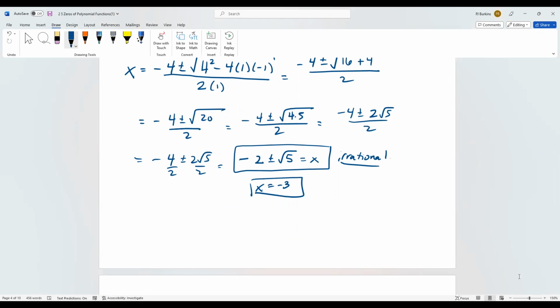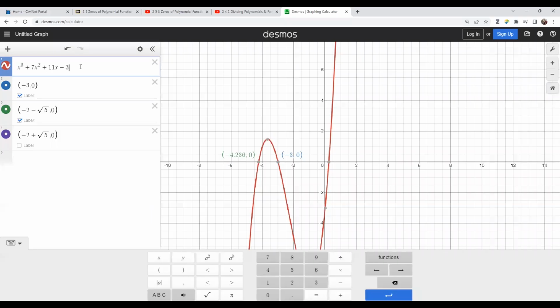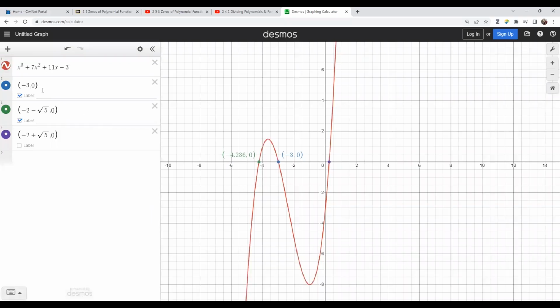Then let's go ahead and hop over to Desmos. I've already plotted the function here. It's in red. I've also plotted all of the zeros: -3, 0, -2 minus root 5, 0, and the final one here, -2 plus root 5, 0.